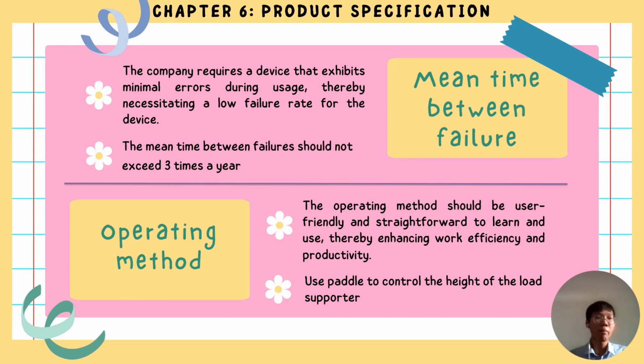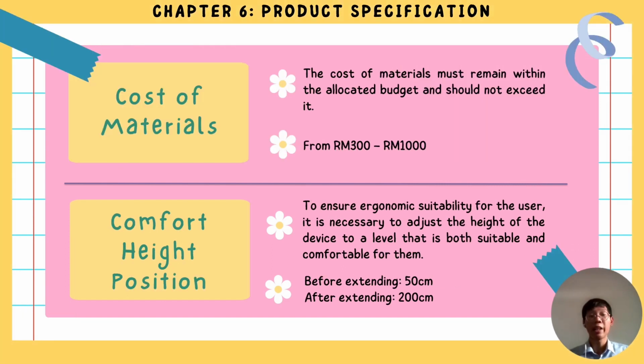And then it's the operating method. The operating method should be user-friendly and straightforward to learn. So we use the pedal to control the height of the lot for the lot supporter. And then for the cost of materials, the cost of material must remain within the budget and should not exceed it, which is from 300 ringgit to 1000 ringgit.